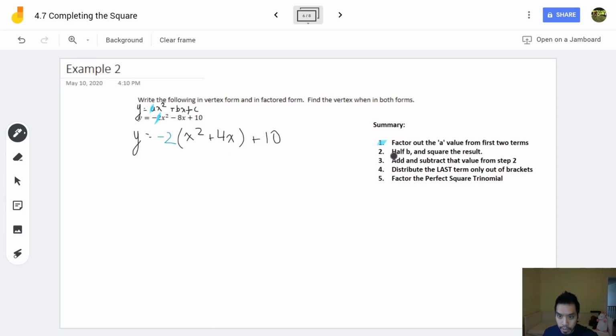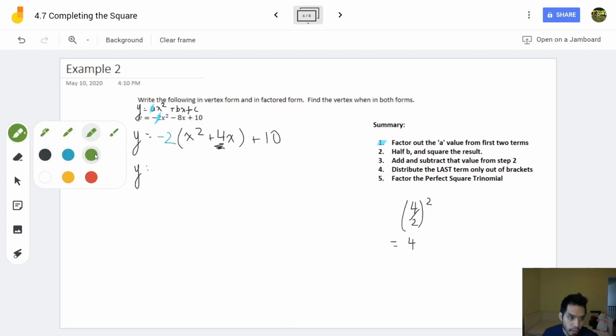So the second step is to half b and square the result. What is my b value in this case? b in this case is 4. So I'm going to write half of b, which is half of 4, and square that result. Half of 4 is 2, squared becomes 4. And that's the number that we're going to add and subtract right there. Step 2 is right here, halving and squaring.